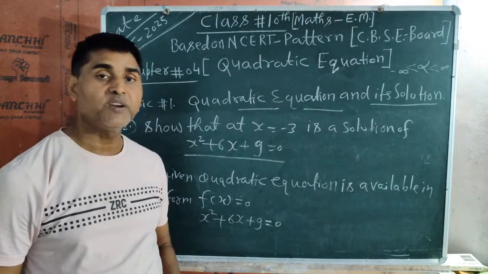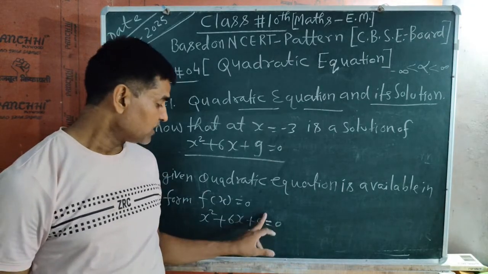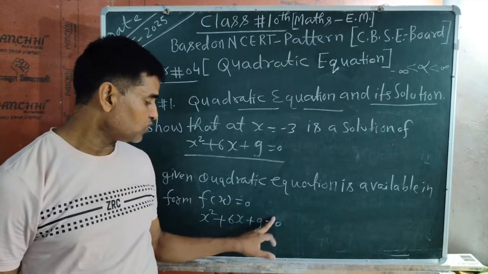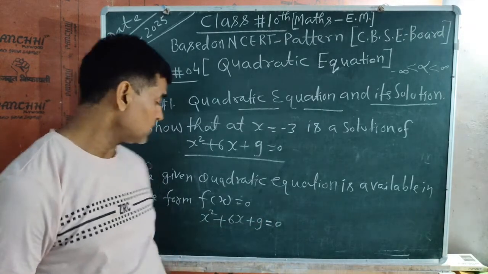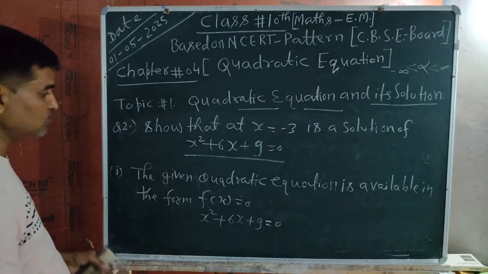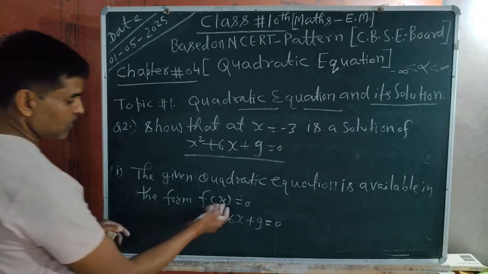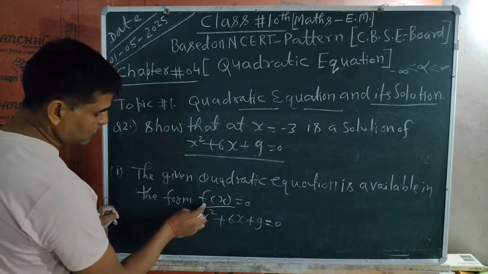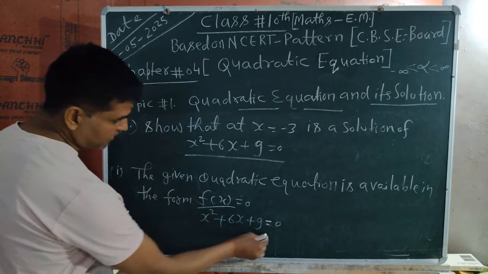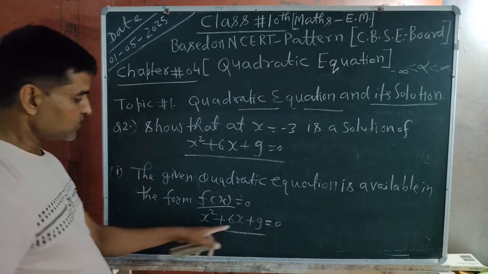After looking at your comment, I will explain and solve your question. Okay student, further I am going to use step number 2. In step number 2, I will say f of x is equal to x square plus 6x plus 9.